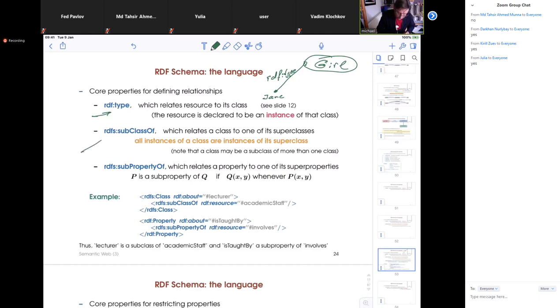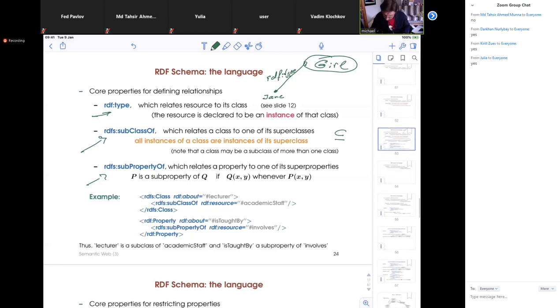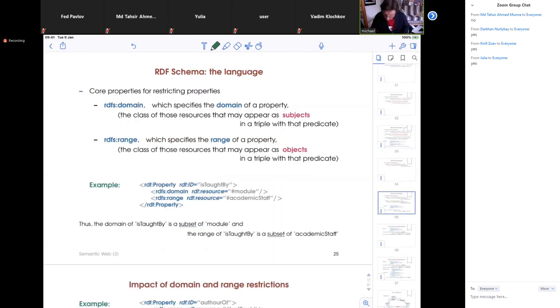Now, what else do we have? We have subclass, which corresponds to set theoretic subset, and we have subproperty, also set theoretic subset, but over binary relations. Okay, we have seen this. And this is new. So apart from basic classes and properties, we also have some restrictions on properties. So we have things that are called RDFS domain and RDFS range.